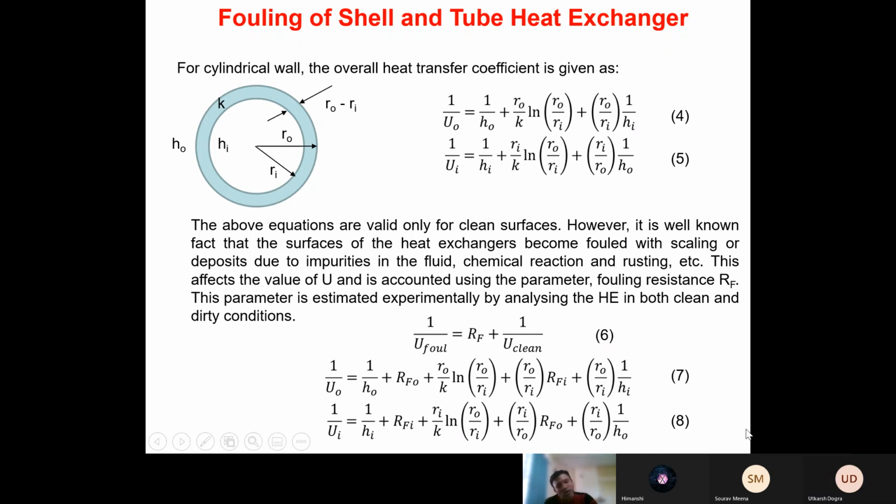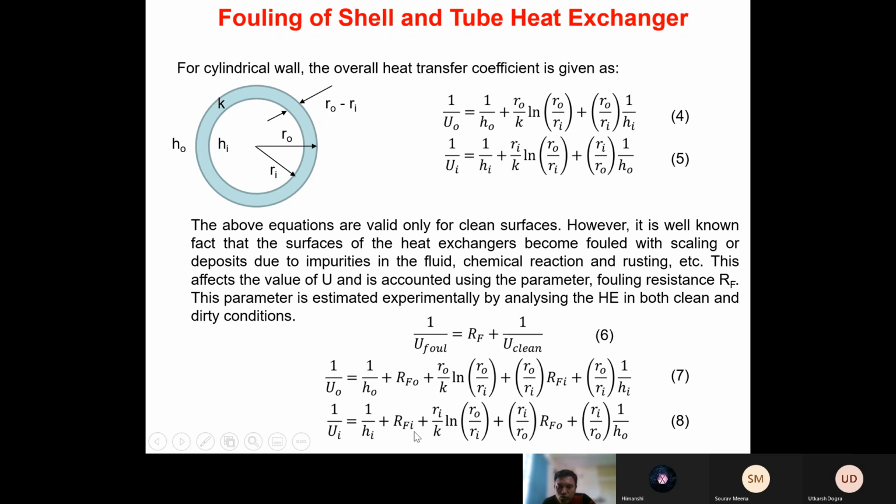Yes, sir. So similarly, we can define a similar expression with respect to Ui. So 1 by Ui is given as 1 by Hi plus RFI. So similar to this, but here RFI will be added, and in addition to that, Ri by R0 into RFO will be added here.